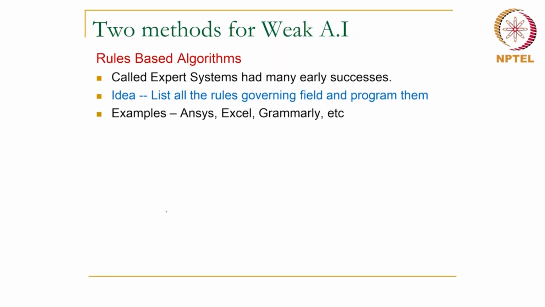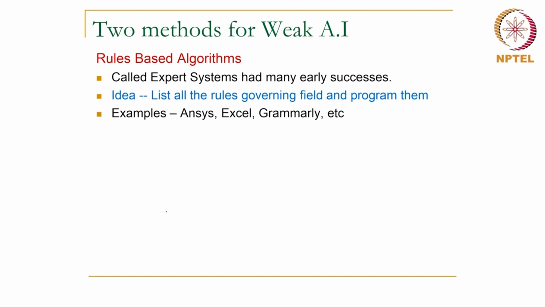This was earlier called expert systems. The idea is to list all the rules which govern a particular field. To give you an example, even faculty here will disagree with me, but let's just go with what I'm saying. Let's call a rules-based algorithm weak AI.